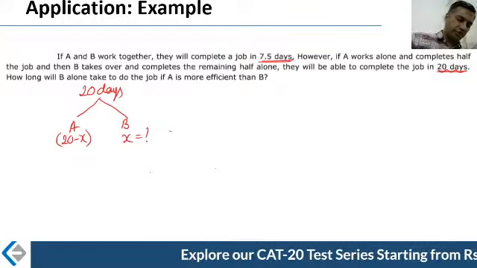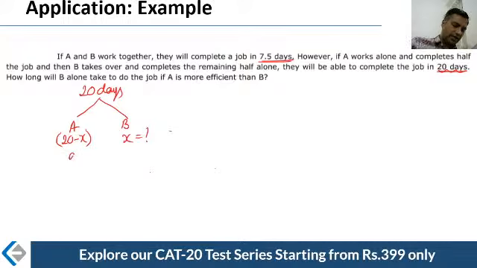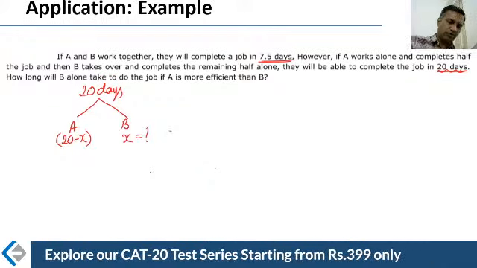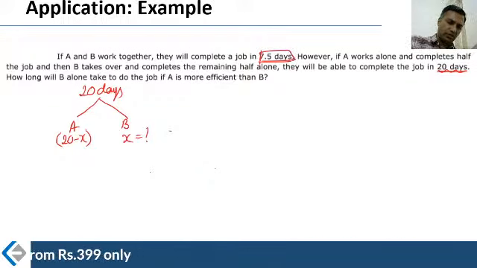Similarly for efficiencies, you can say let the efficiency of A be A units and the efficiency of B be B units. That also can be done. There is absolutely no worry. Can I do that? Yes, you can. But first assume the work, then we will write the efficiency based on the 7.5.